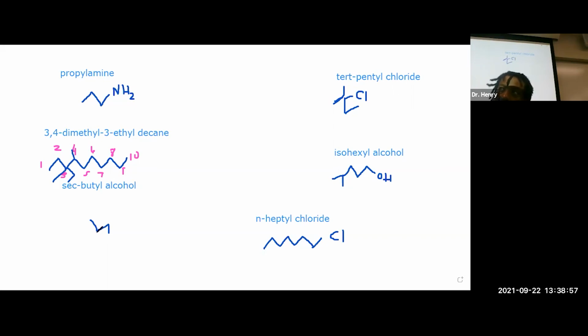Two, 1, 2, 3, 4. Okay, or you could have drawn it. I go backwards. 1, 2, 1, 2, 3, 4.